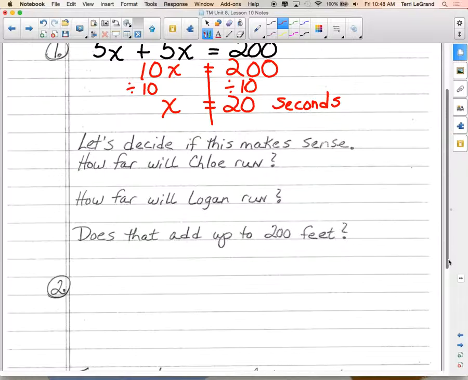How far will Chloe run? Well, how fast is she running again? 5 feet per second times 20 seconds. How far will Chloe run? 100 feet. Oh, we kind of started talking about this already, didn't we? How far will Logan run? Well, Logan's running at 5 feet per second also for these 20 seconds. And so guess what? He's also going to run 100 feet.